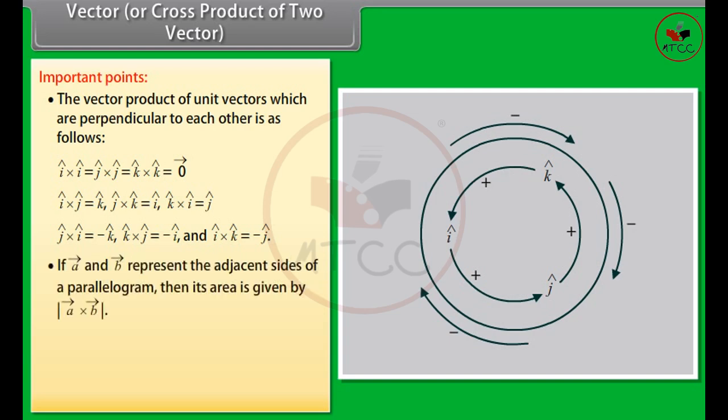If vectors A and B represent the adjacent sides of a parallelogram, then its area is given by the magnitude of the vector product of vectors A and B.